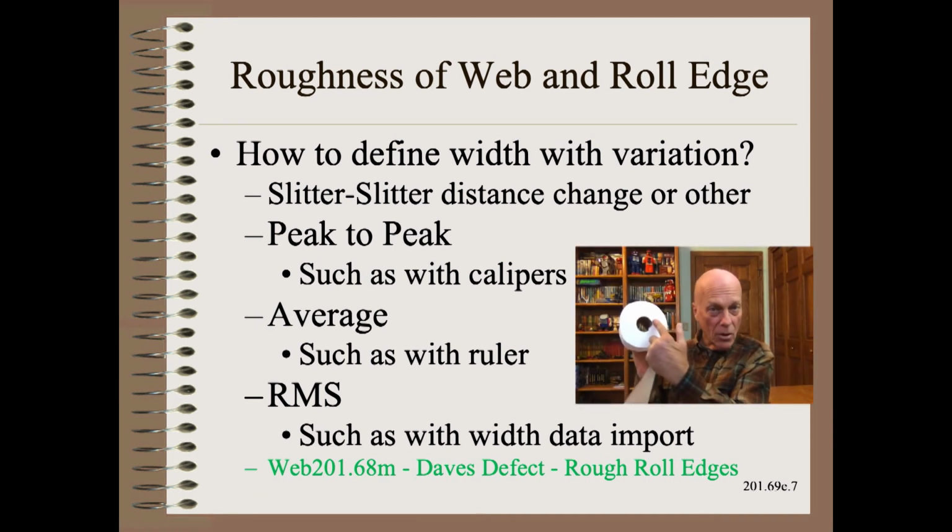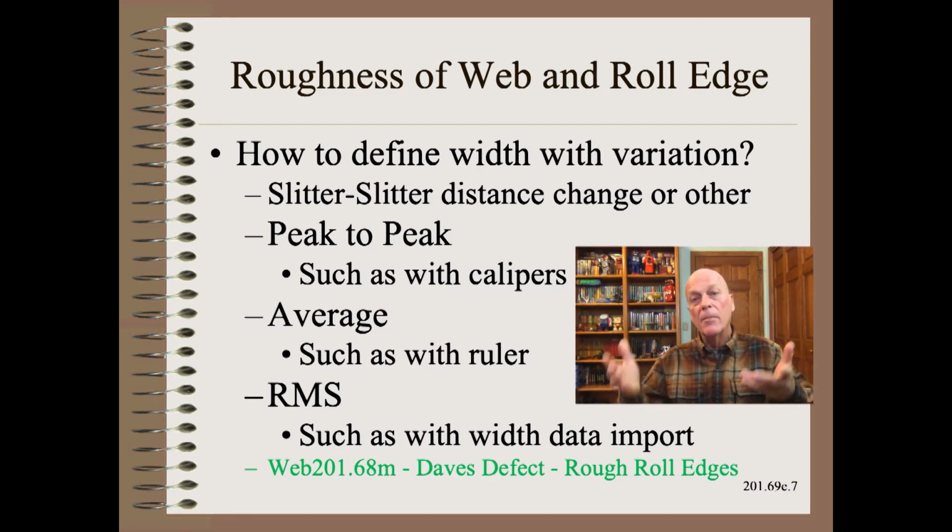Both the wound roll edges as well as the incoming web itself have variability. Thus, depending on how you measure and process the data, you will get different values for the width of the web or the roll. Peak to peak, average, and RMS are common metrics. You can find out more about diagnosing rough roll edges in my Web 201.68m clip, so we don't need to do any of that here.